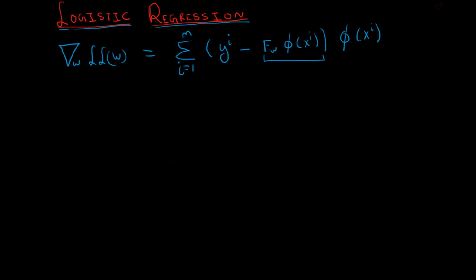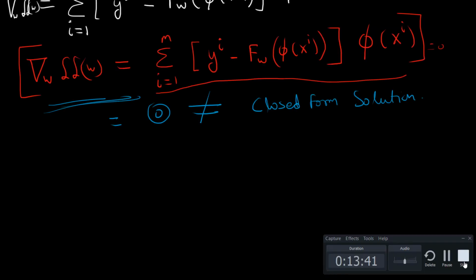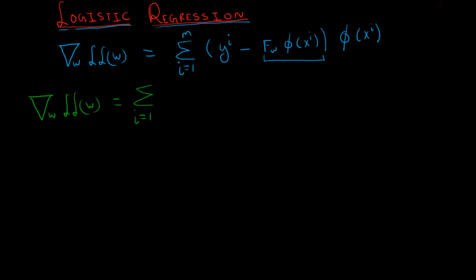So we can write simply the gradient of the log likelihood function as the sum over i equal to 1 to m of (yi minus 1 over 1 plus e to the power negative phi of xi transpose times w) times phi of xi.